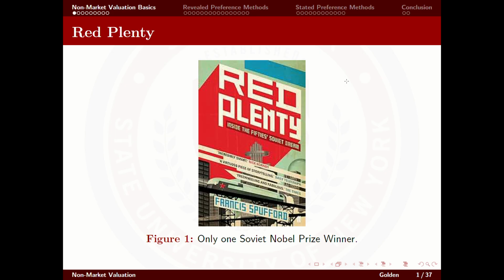Non-market valuation is kind of a weird idea. And it's very weird for economists because, in many ways, it's an exercise in communism. There's this great book I read this summer called Red Plenty, and it's about the Soviet Union in the 50s, and it follows around a group of social planners. One of the big things in the book is this one economist, who is a real person, who was the only Soviet Nobel Prize winner.